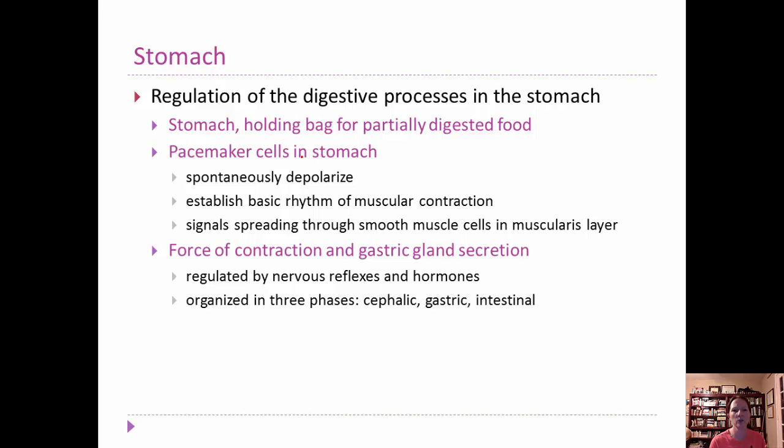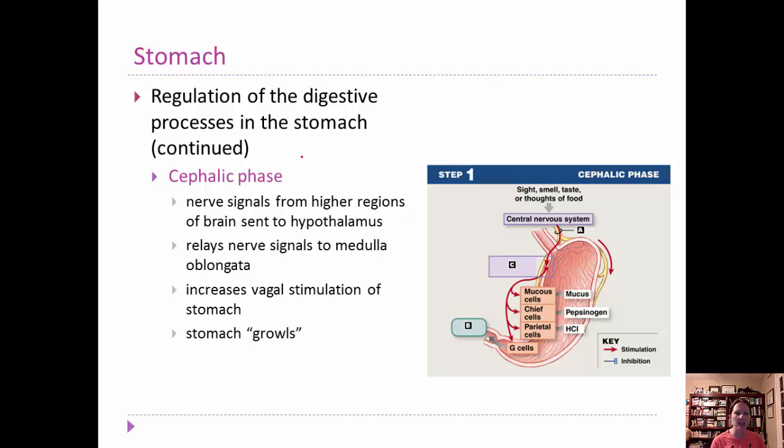going to be highly regulated by two things: the nervous system and the endocrine system, of course, because they usually regulate the most important things here. So this is going to be organized into 3 phases, and they are basically going to be named by where they are located, or where it's happening. So the first one we'll take a look at is the cephalic phase.